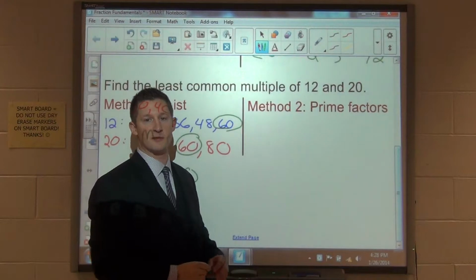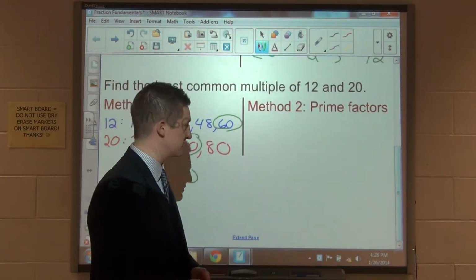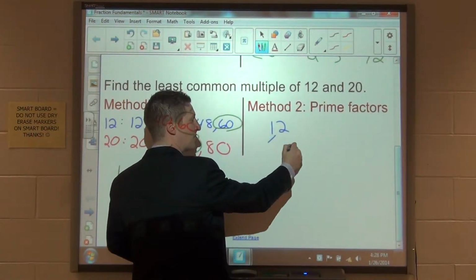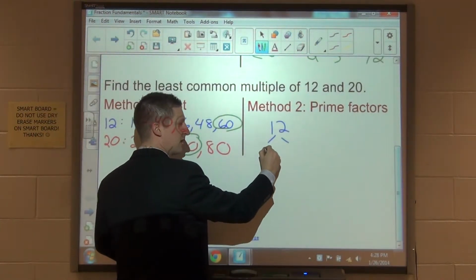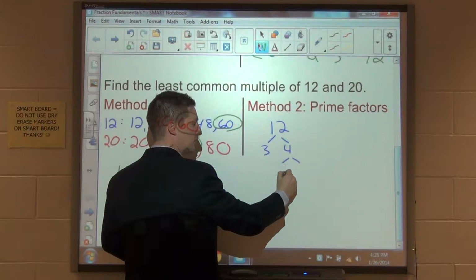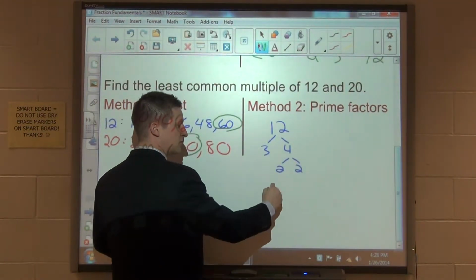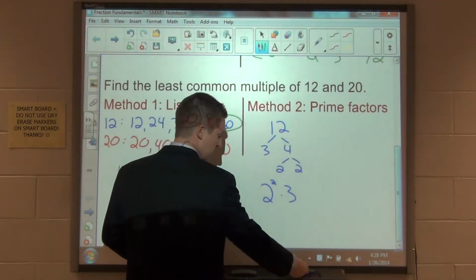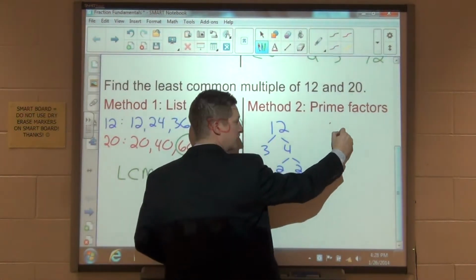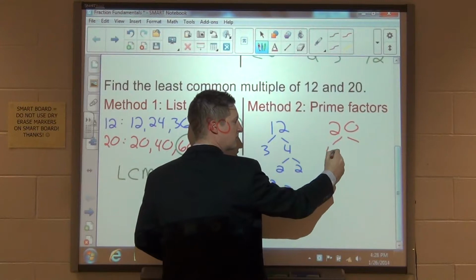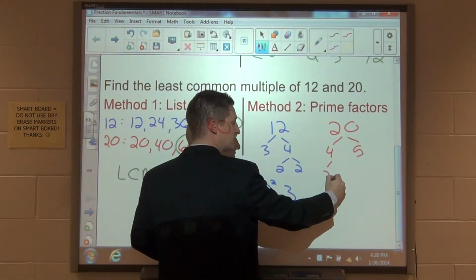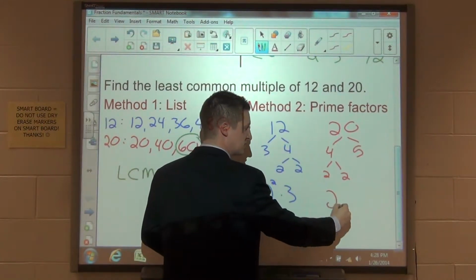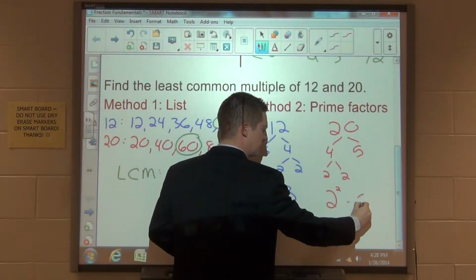Now, can we get the same result using the prime factorization of each? Let's take a look. Prime factors of 12, well, I start with having 3 times 4. 4 can be broken down into 2 times 2. So the prime factorization would be 2 squared times 3. If I do the same for 20, 20 can be broken into 4 times 5. 4 is 2 times 2. 5 and 2 are both prime numbers, so I would write the prime factorization as 2 squared times 5.